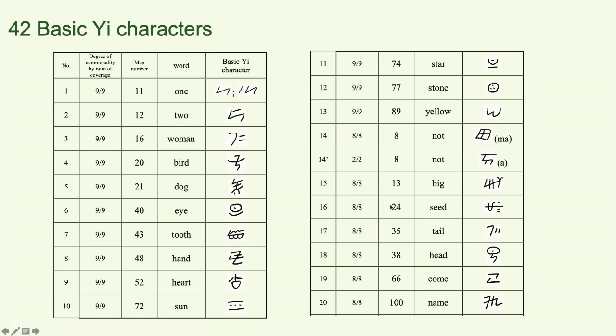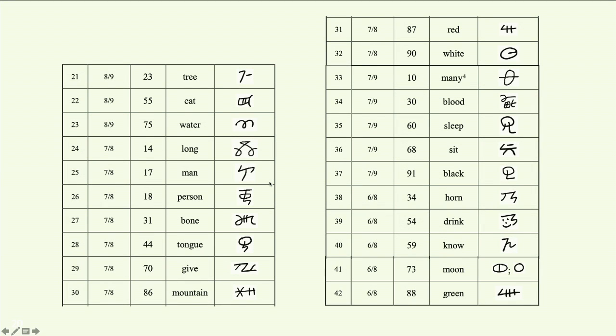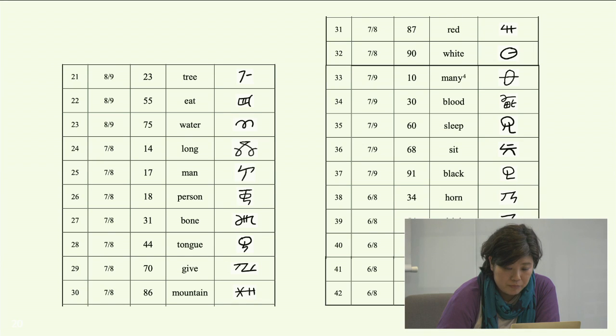Here is a chart of the basic E characters from 1 to 20. Then from 21 to 42. There are 42 basic characters in total. They are tentative ones, but anyway, I've set 42 basic characters at the moment.